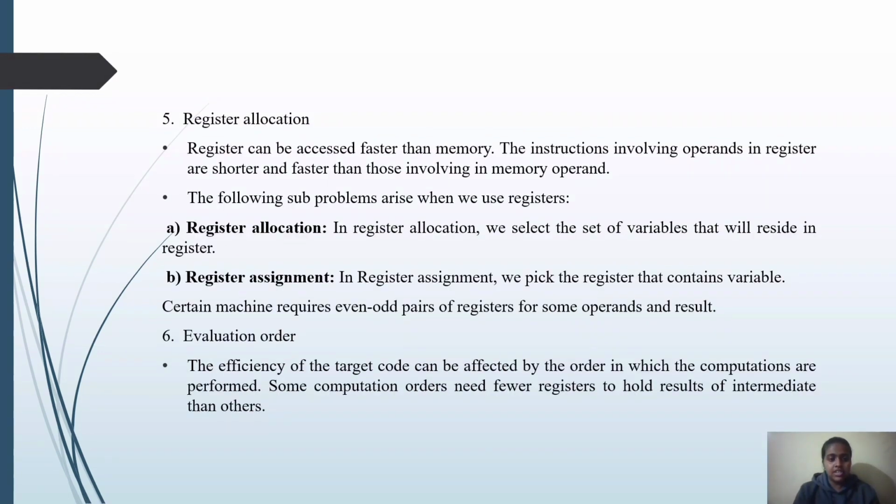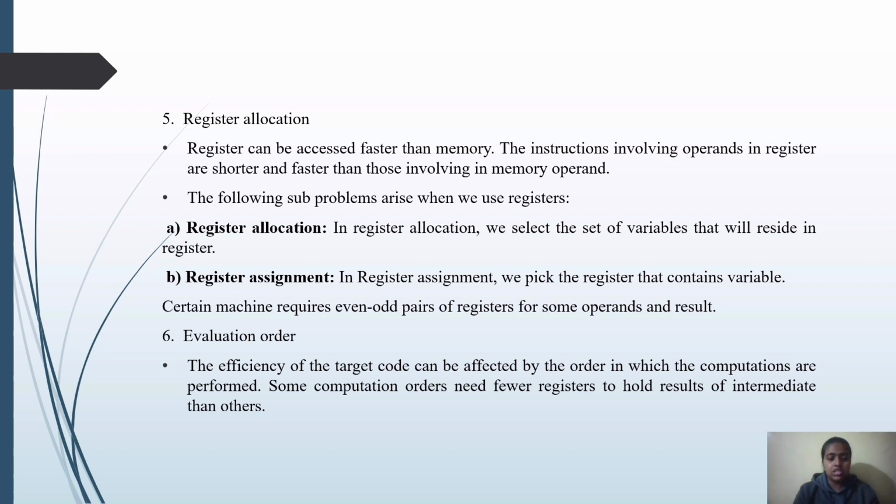Register allocation. Registers can be accessed faster than memory. The instructions involving operands in registers are shorter and faster than those involving memory operands. The following subproblems arise when we use registers.